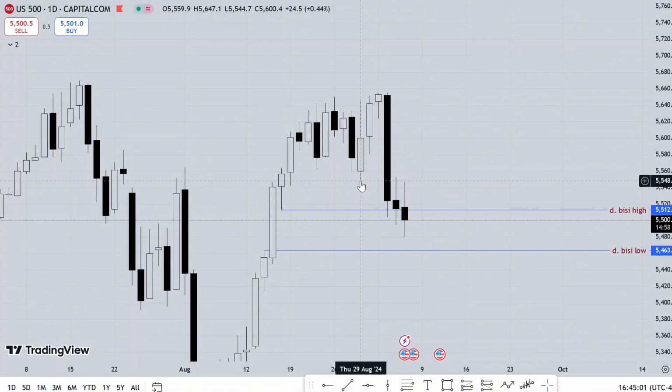I see people calling this a CISD, change in state of delivery. Understanding an order block solely as a change in state of delivery might interfere with your understanding of this algorithm. I need you to understand that an order block is more than just changes of states of deliveries.